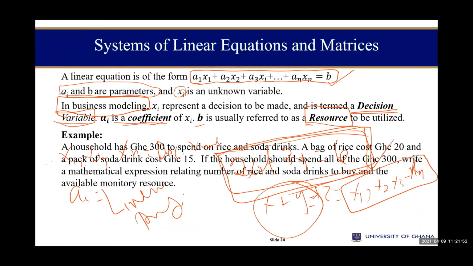So since there are two, one will be X1, the other will be what? X2. Therefore, I can say let X1 represent the number of rice and let X2 represent the number of soda drinks to buy. Please note that it is the number of and not the product that we are looking at. You cannot say let X1 be rice and let X2 be soda drinks. No. For X1, always remember, it is the number of rice and the number of soda drinks to buy.